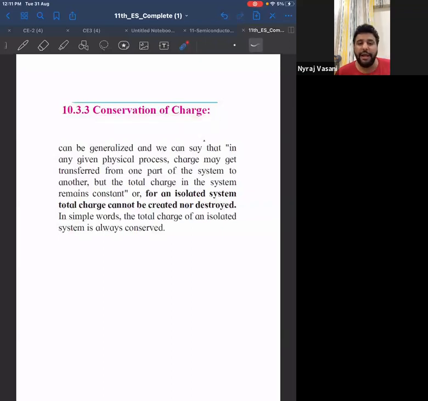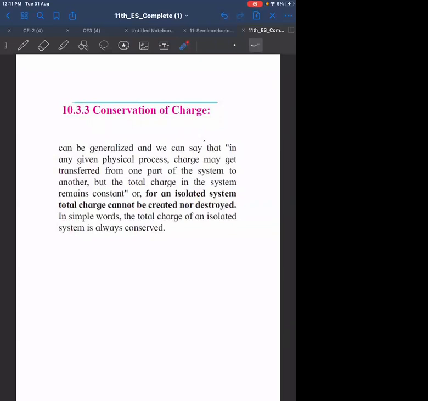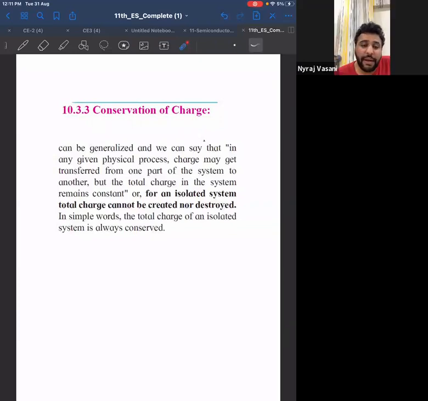Now, have you heard of this? Energy cannot be created nor destroyed, but it can only be transferred. Have you heard of that conservation of energy statement in school? Same thing it is for charge. Energy can neither be created nor destroyed, but only can be put from one point to another. Similarly, can I say charge cannot be created nor destroyed? It can only be transferred.